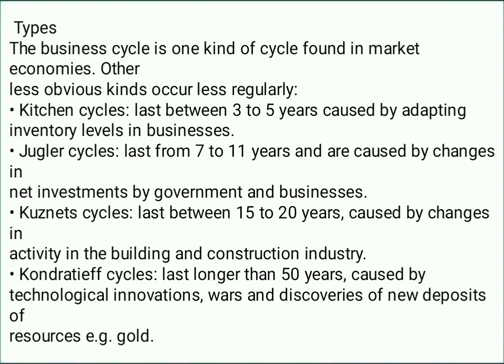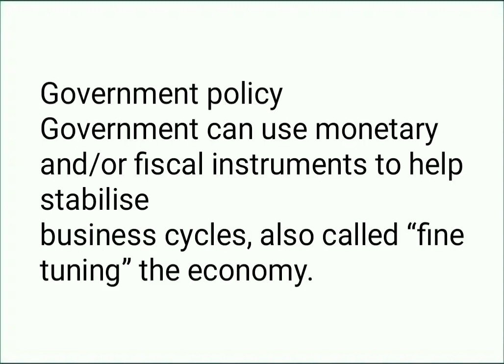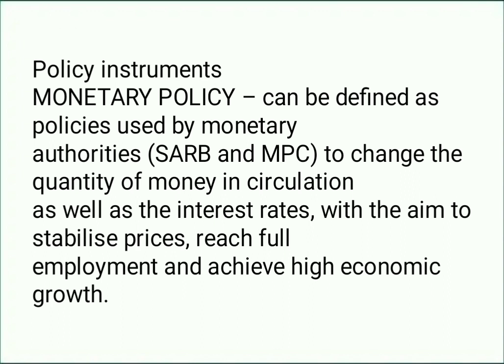So besides that, I'm going to another one here. Government policy. Government can use monetary and fiscal instruments to help stabilize the business cycle, also called fine-tuning the economy. Policy instrument. Monetary policy can be defined as policies used by monetary authorities, SARB, to change the quantity of money in circulation as well as the interest rate, with the aim to stabilize prices.